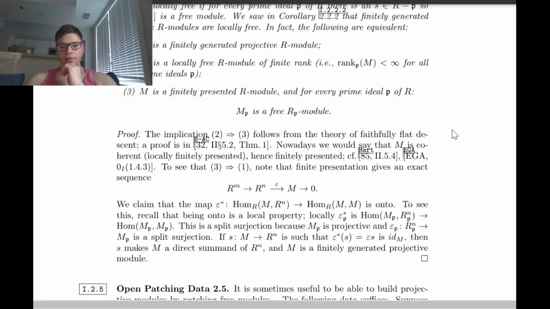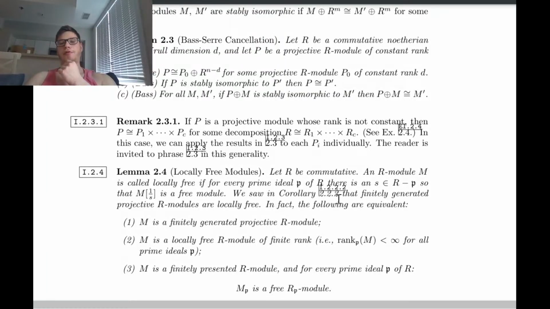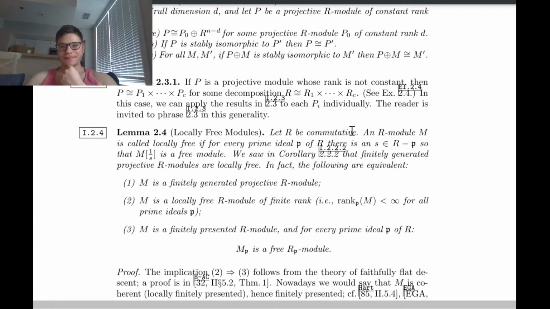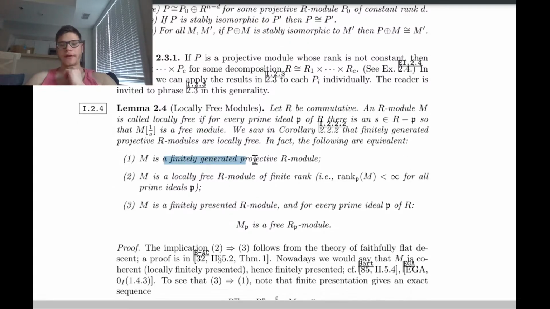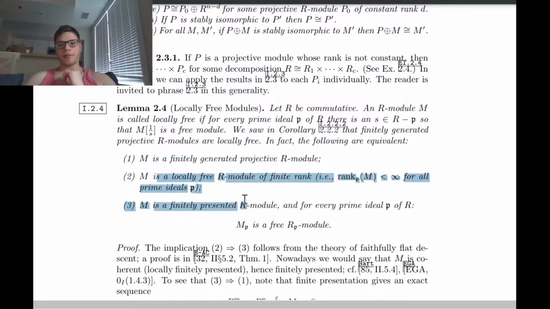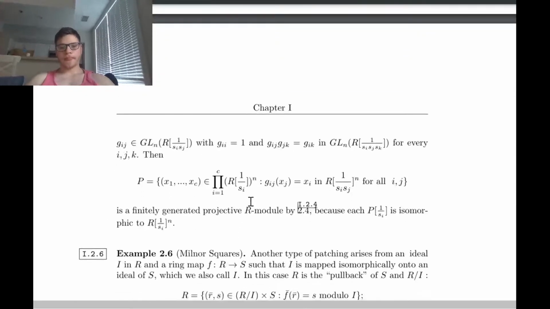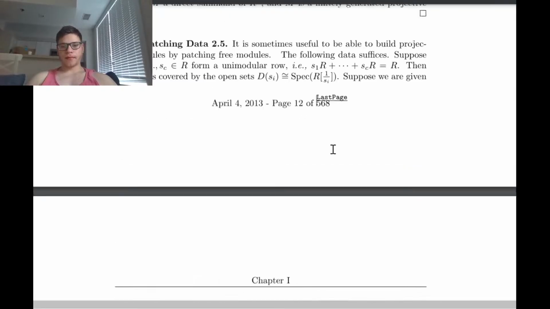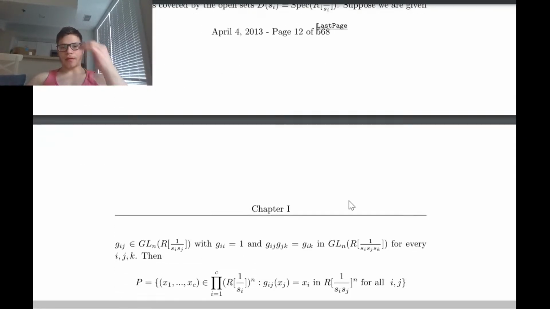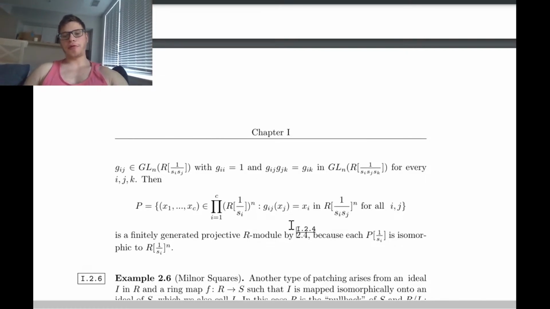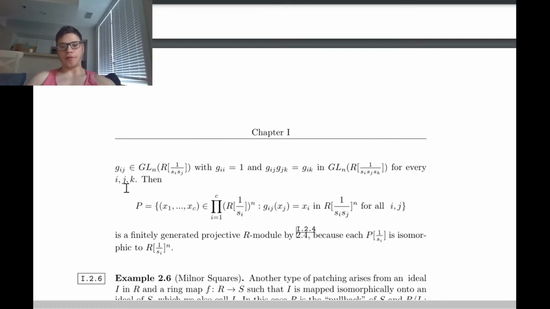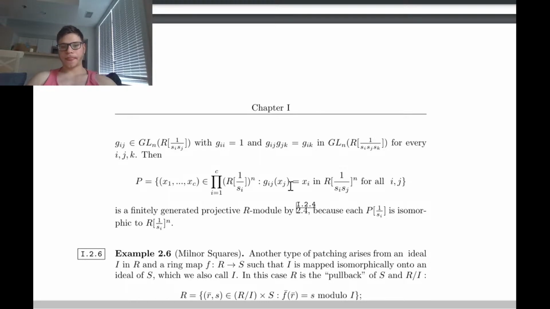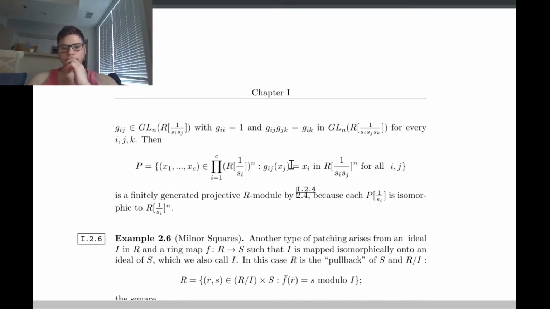So when you localize that, it's 2.4. 2.4 is this lemma, which I skipped. So the module is locally free for every prime ideal, and finitely generated projective module is the same thing as locally free. So yeah, this basically tells us that this P is going to be locally free. And this Gij Xj equals Xi in R.